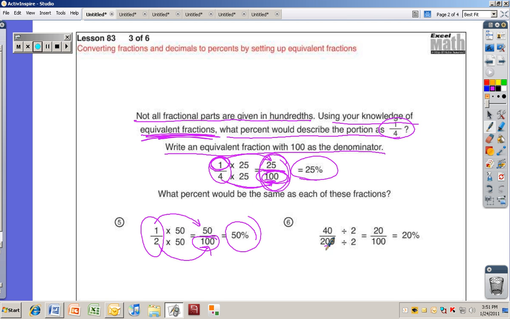40 out of 200. Now that's too big. I can't have it be out of 200. It has to be out of 100 to be a percent. How do I go from 200 to 100? Divide by 2. Good, so I have to do the same thing to the numerator. 40 divided by 2 is 20. 20 hundredths is the same thing as 20%.